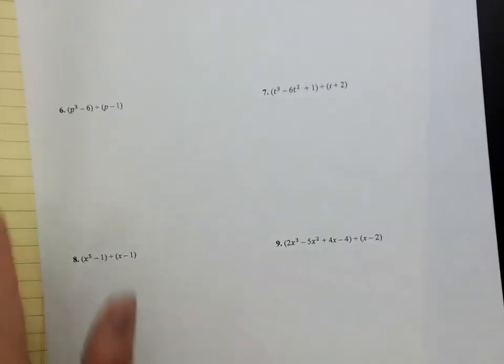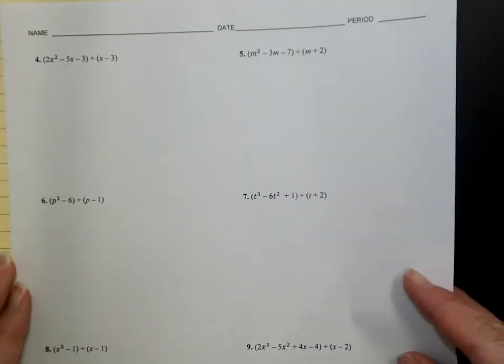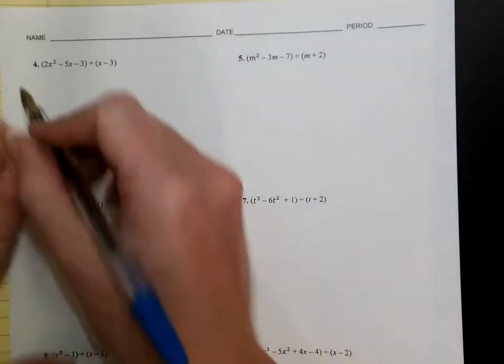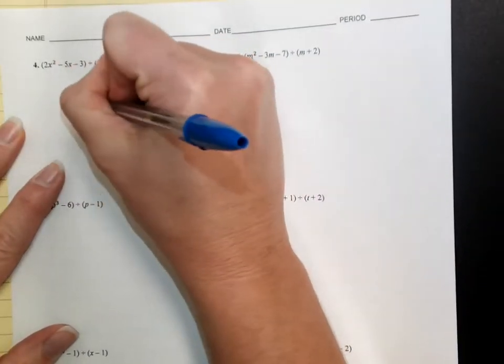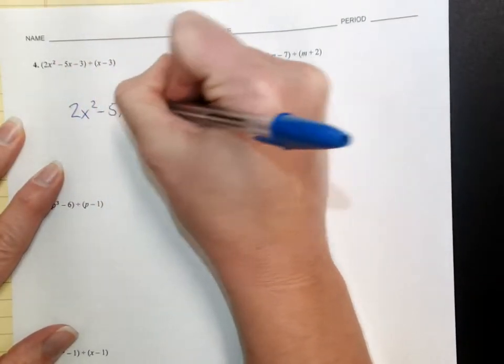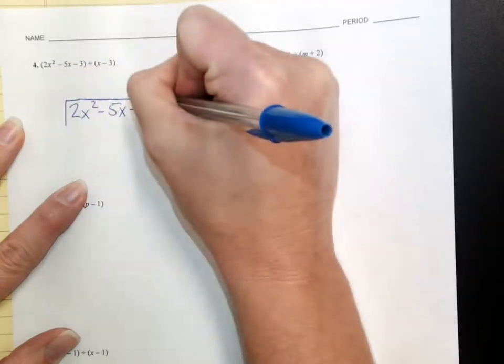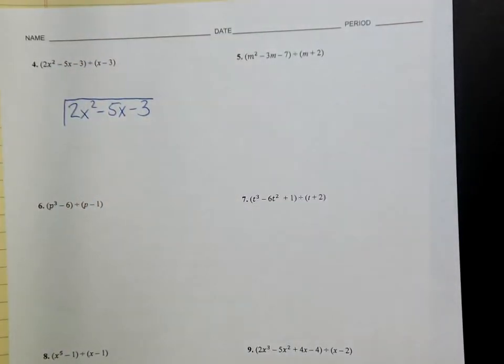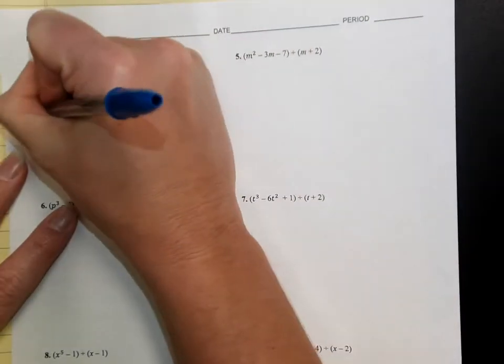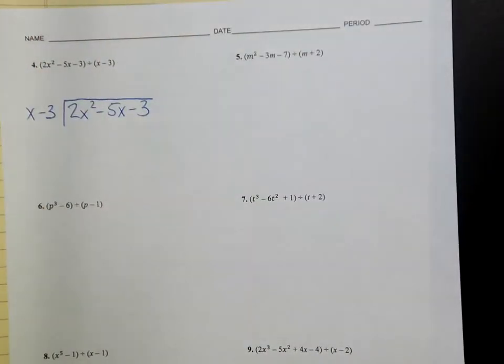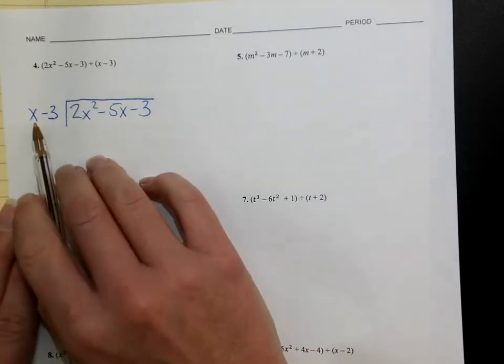So example number 4. We are going to set this up first. So the very first thing, this 2x squared minus 5x minus 3 goes inside, I don't know what you call that, used to call it the house. The x minus 3 goes on the outside. Okay? When I do this, I'm going to say, use the x.